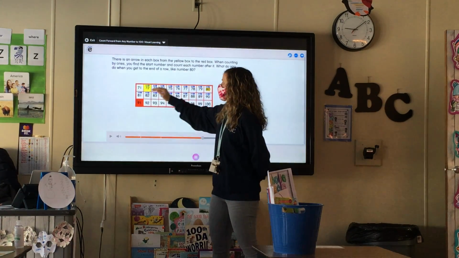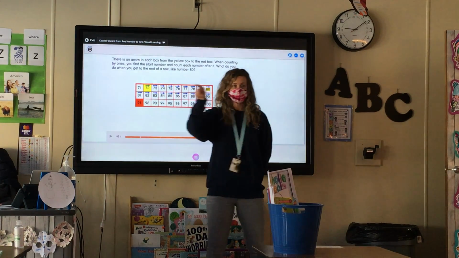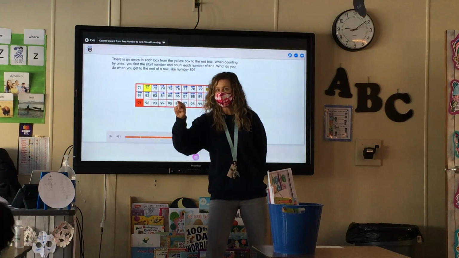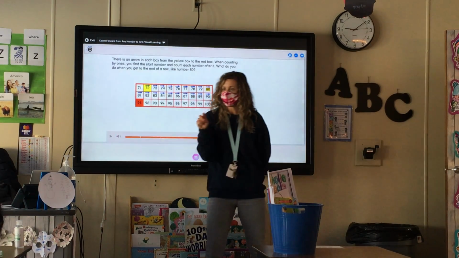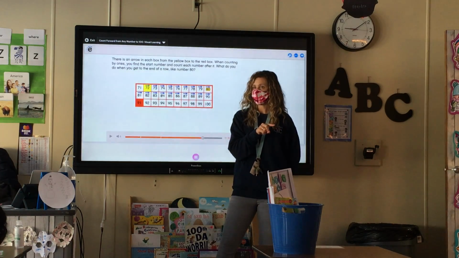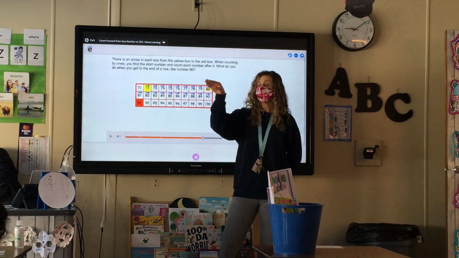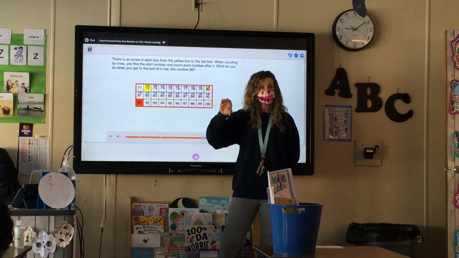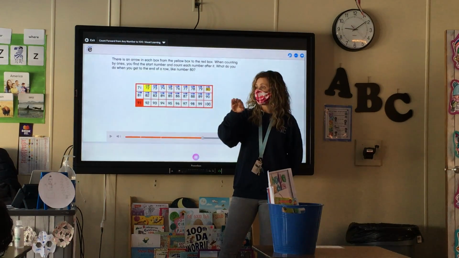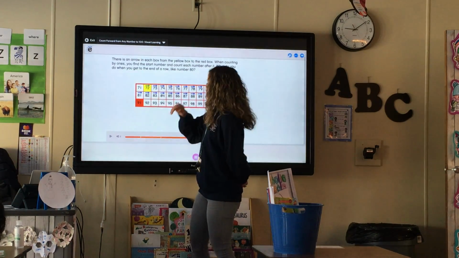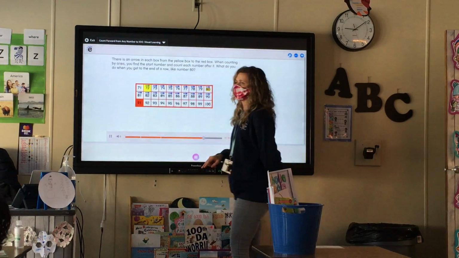Just to remember, just like when we read, right? You go from left to right, and then you go down to the next row. Left to right, go down to the next row, left to right. Make sense? Just like we do on the calendar. We finish a row, what do we do? We go down to the next row. Okay, and we continue with the next number. All right, very good.